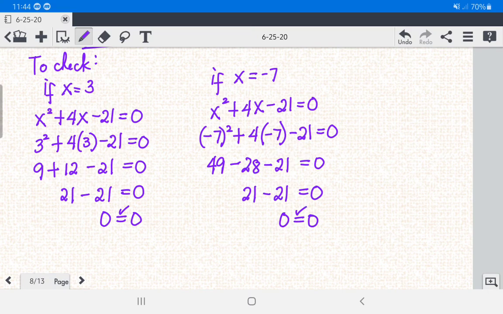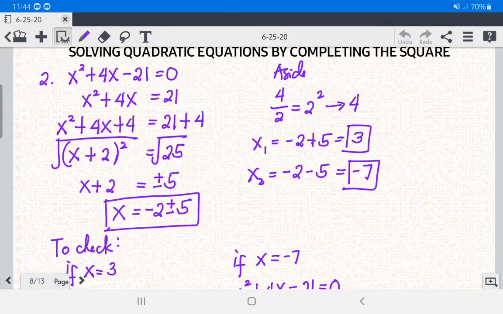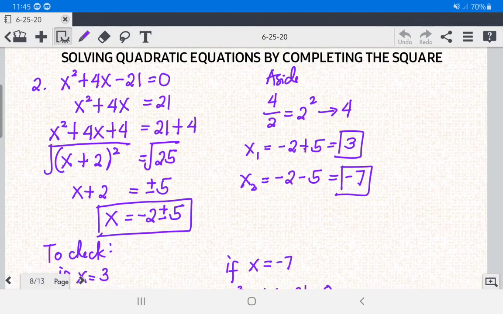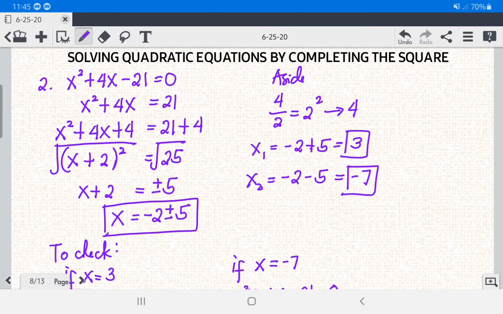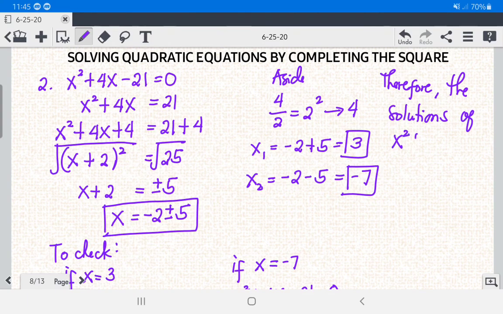Check. So since both values of x satisfy the given equation, therefore the solutions of the equation x squared plus 4x minus 21 equals 0 are 3 and negative 7.